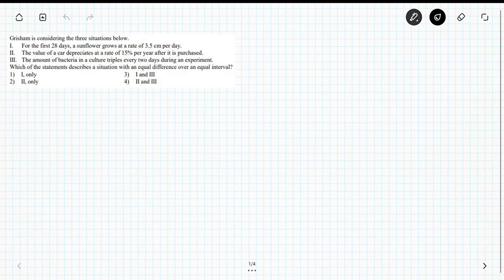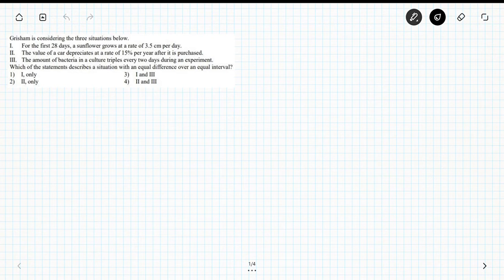Okay, so first problem. Grisham is considering three situations below. The first situation is about a sunflower that grows at a rate of 3.5 centimeters per day. Second situation deals with the value of a car depreciating at a rate of 15% per year after it is purchased. And the third situation is the amount of bacteria in a culture triples every 2 days during an experiment. Which of the following statements describes a situation with equal difference over an equal interval?